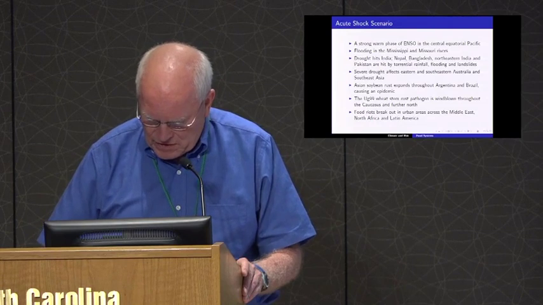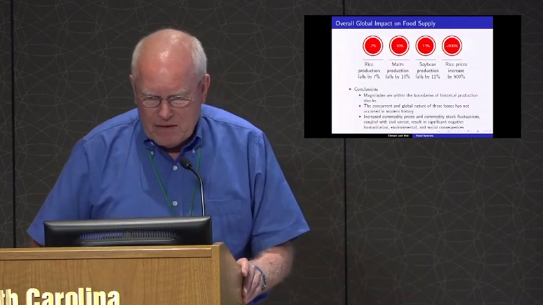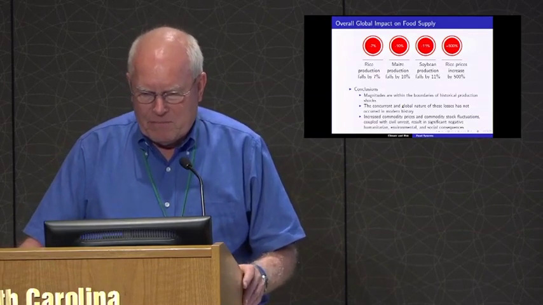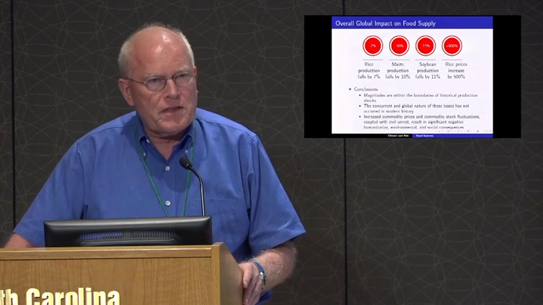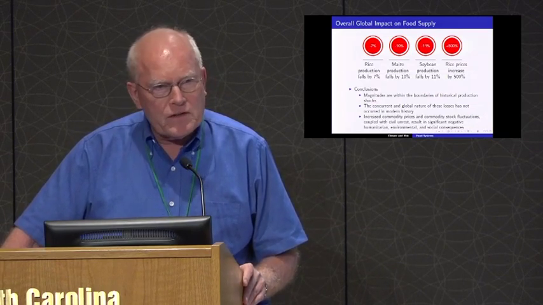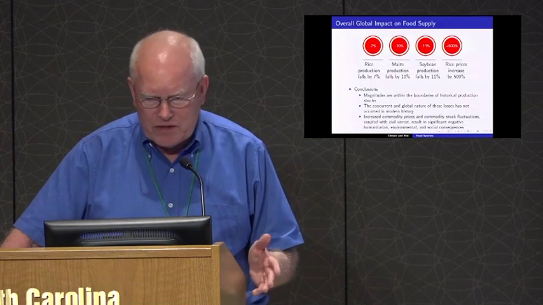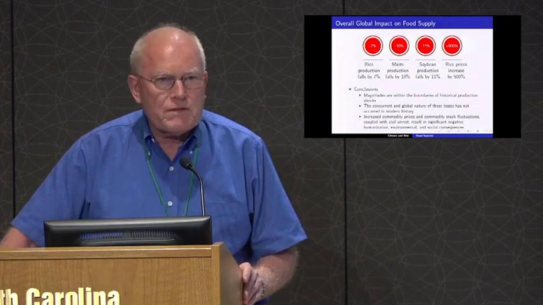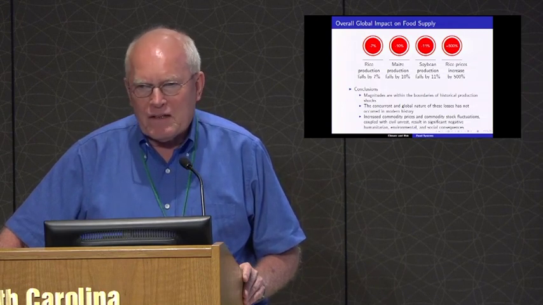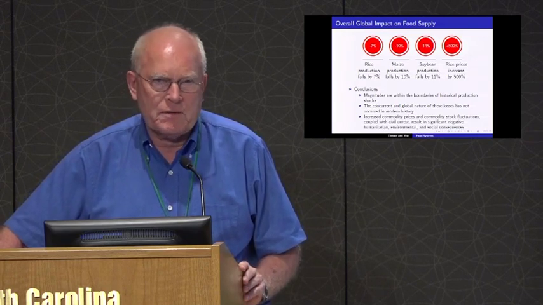Well, here it is. Rice production falls by 7%, roughly. Maize production by 10%. Soybeans by 11%. And if you figure out the price, because of shortages, for example, rice will go up 5-fold. So people who can barely afford rice today are out. They cannot afford it anymore.